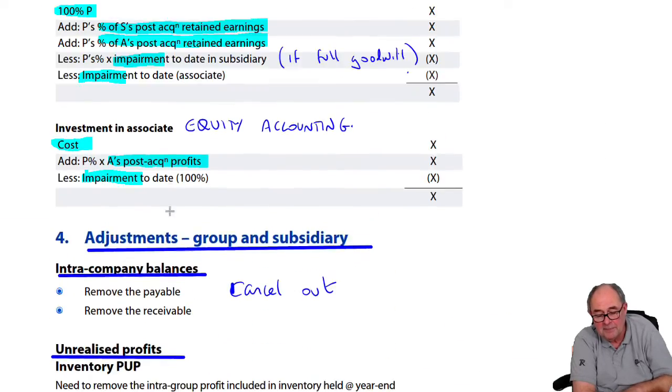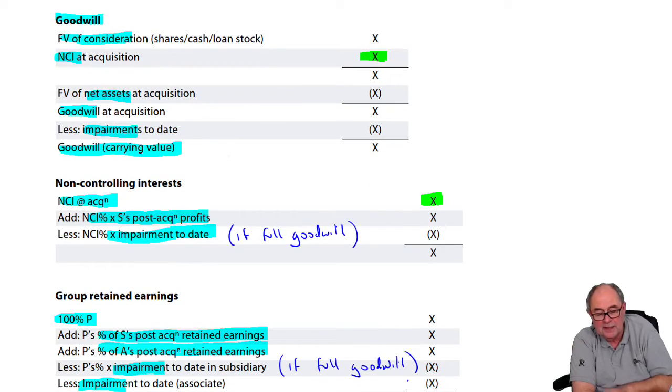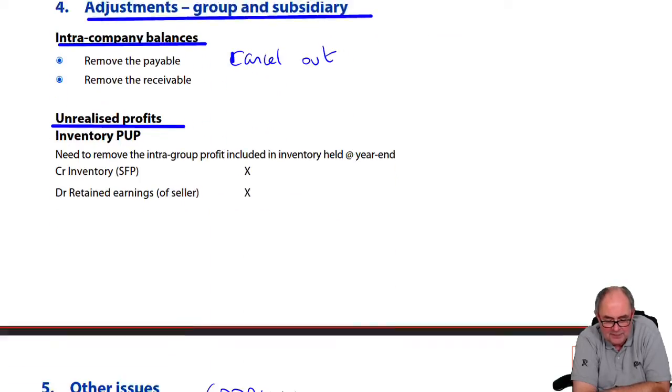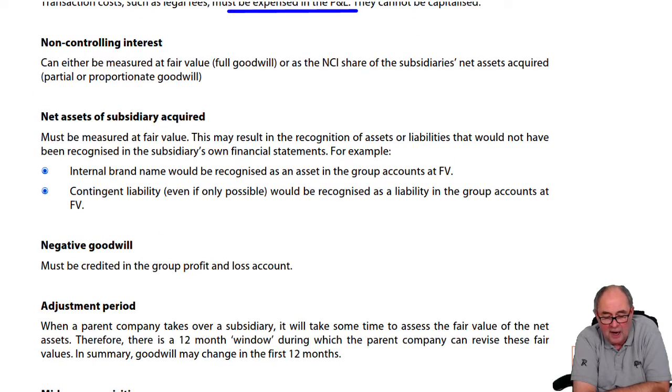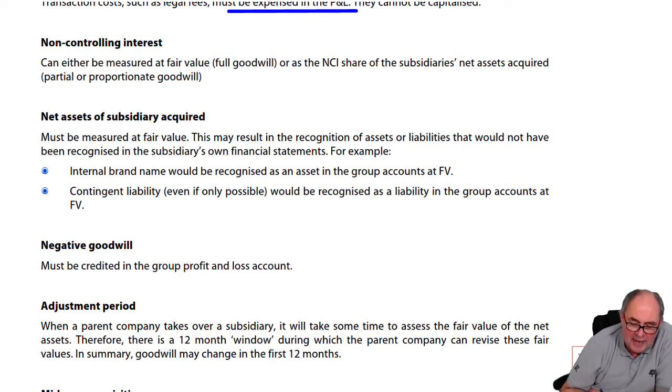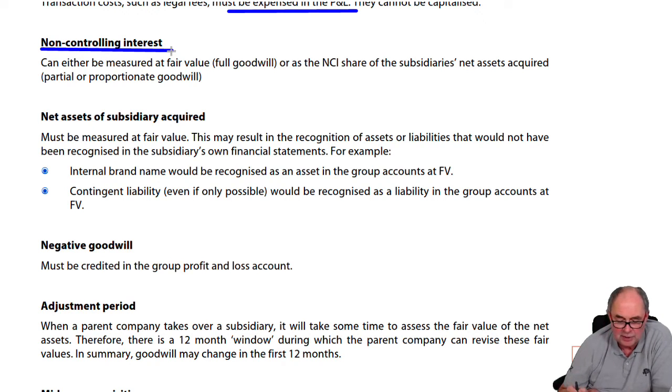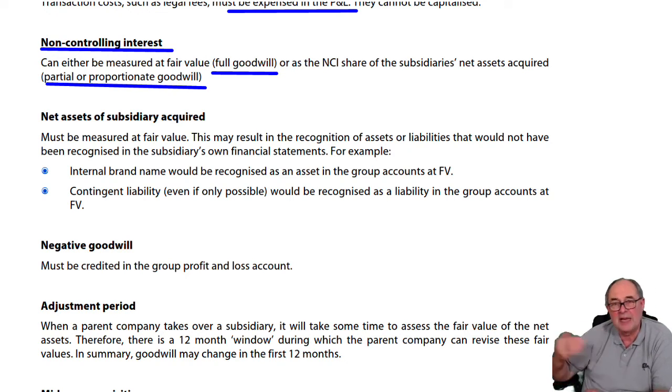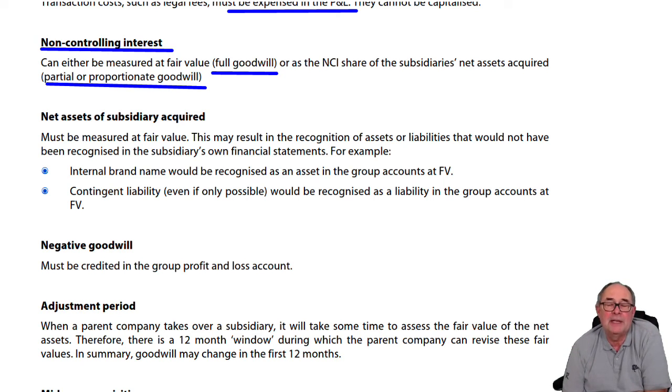Goodwill, remember, if I come back to the basics, is consideration plus NCI minus net assets. When you studied FR, you'll have noticed there are 2 methods of measuring NCI. You can either use full goodwill or what we'd call proportionate goodwill. And that slightly changes the calculation of the NCI. We'll play with that a bit later when we look at some numbers.